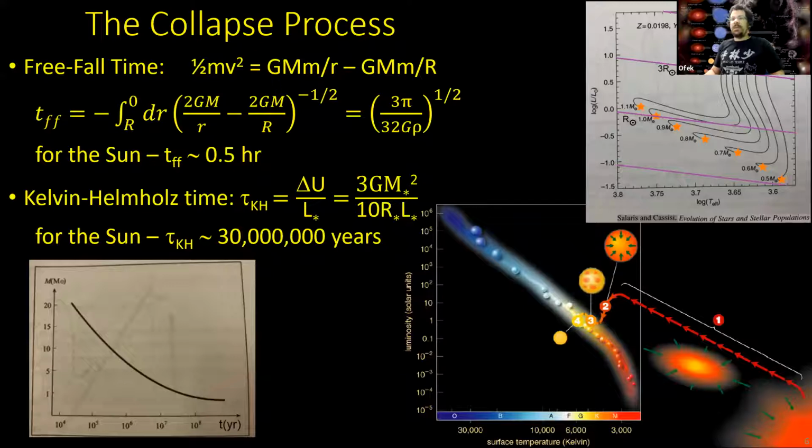The process itself does not happen immediately. It does not happen fast in human terms. It is fast in astronomical terms. We mentioned before that we can calculate the free fall time of a cloud of gas. That is how long it would take a cloud of gas to collapse if it had no pressure, nothing to oppose the collapse.